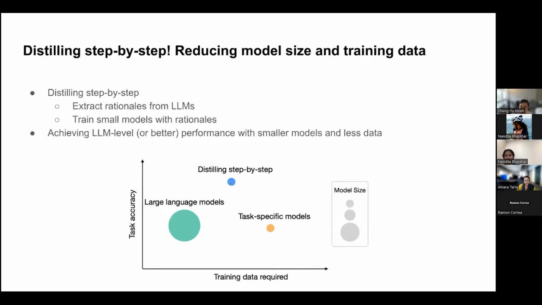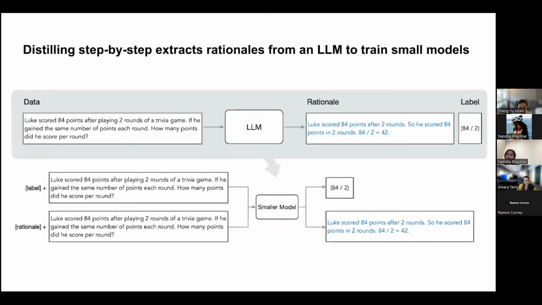But compared to traditional approaches in training task-specific models, we only require much fewer data points compared to the standard approaches. And in particular, there are two main stages of distilling step-by-step. The first main stage is that given an input, we first prompt the large language models to provide the rationales that the large language model teacher can use to answer the given input.